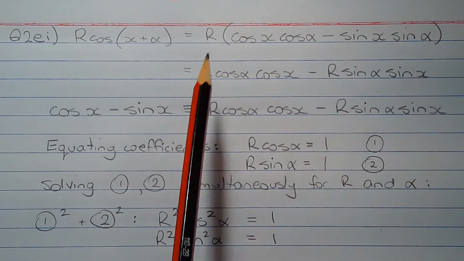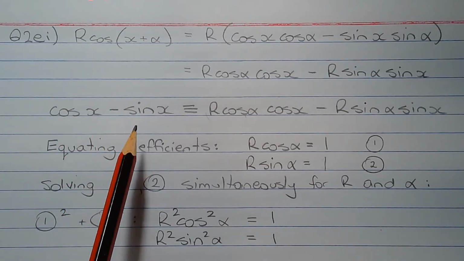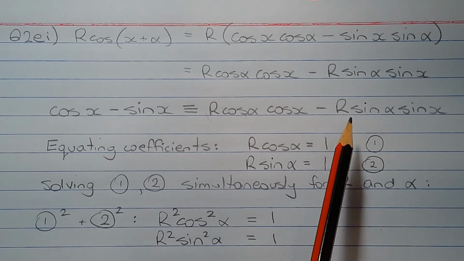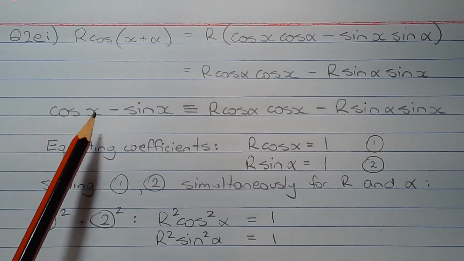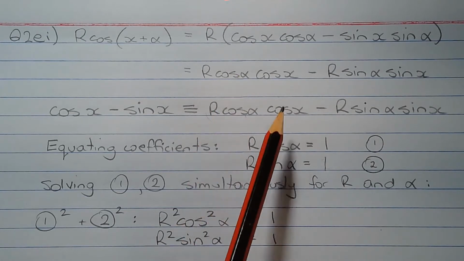Now this is identical to cos x minus sin x. So writing all that as an identity, we have cos x minus sin x is identical to r cos alpha cos x minus r sin alpha sin x. Now the coefficient of cos x on the left hand side equals 1, which must equal the coefficient of cos x on the right hand side.